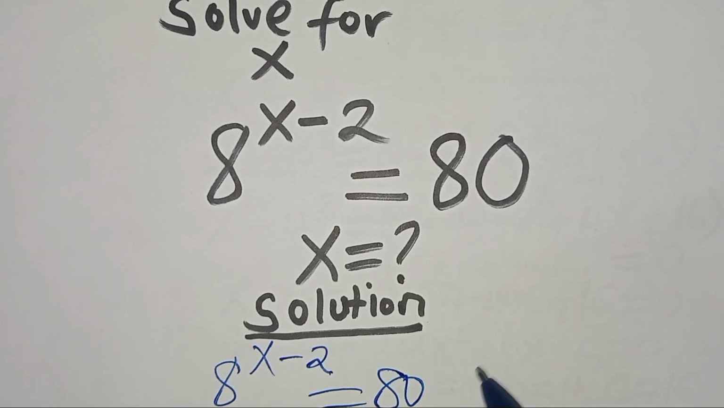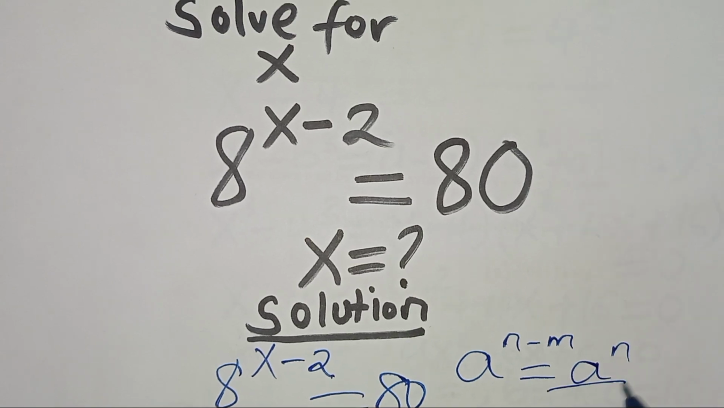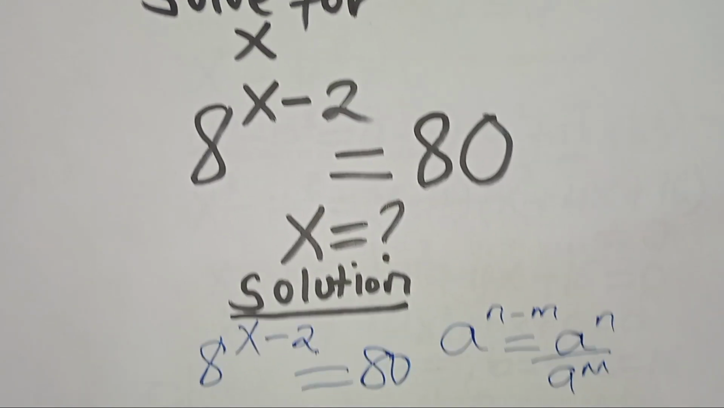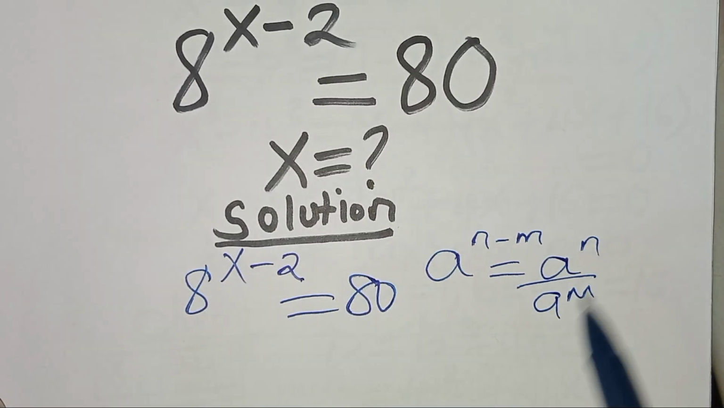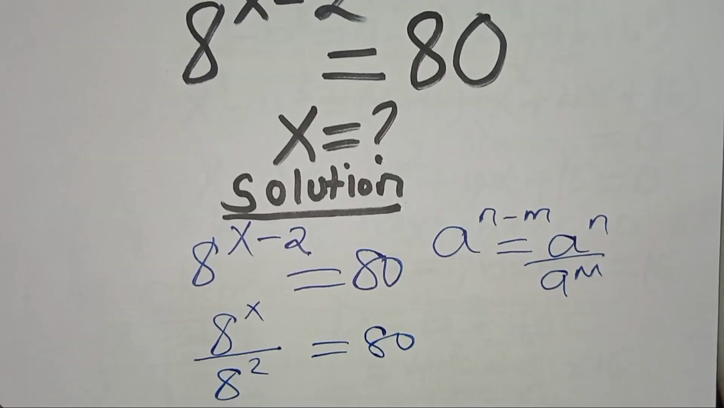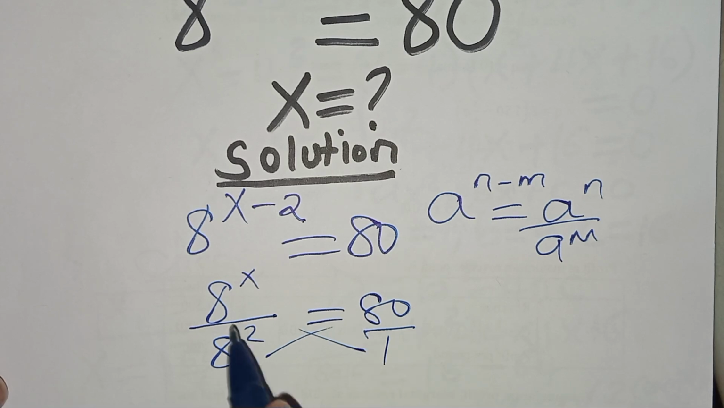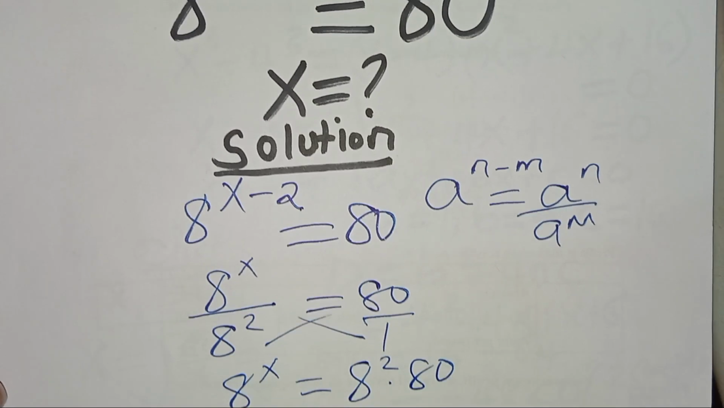Now 8 to power x minus 2 is in the form of 8 to power n subtract m, which we can express as 8 to power n divided by 8 to power m. Applying this property, we'll have 8 to power x divided by 8 to power 2 equal to 80. Okay, so this 80 is a whole number, so it's over 1. When you cross multiply here, we'll have 8 to power x equal to 8 to power 2 multiplied by 80.